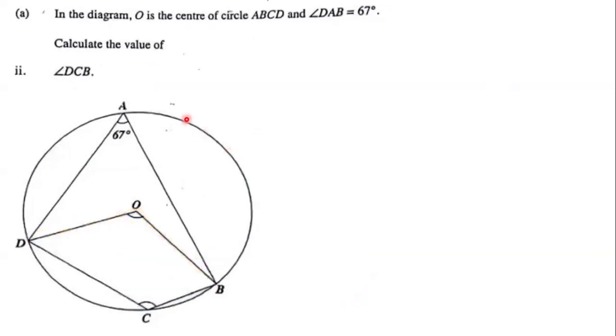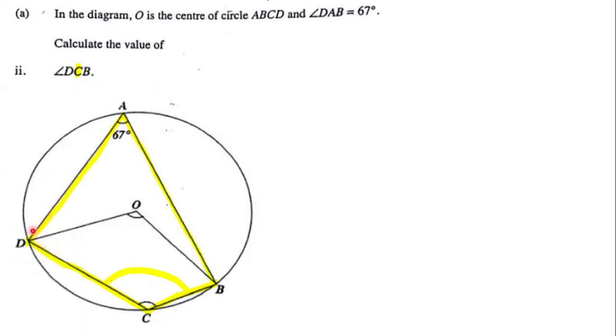Okay, next we're going to answer the question which says calculate the value of angle DCB. So let's highlight that angle. Angle DCB. Now if we notice carefully, this is the angle they want us to figure out, angle C, because that's the one in the middle. And if you notice, this shape is actually a quadrilateral. Now it's a quadrilateral because it has 4 sides, but it's a cyclic quadrilateral.